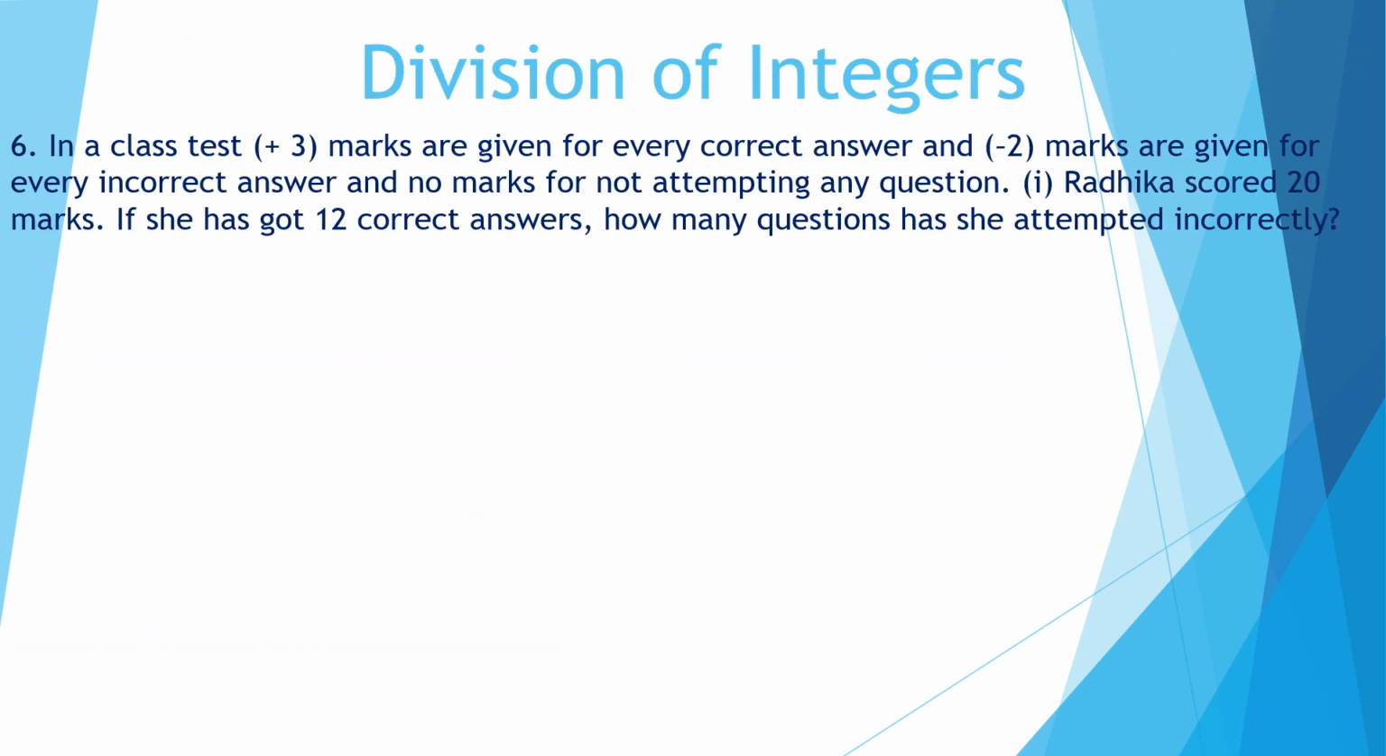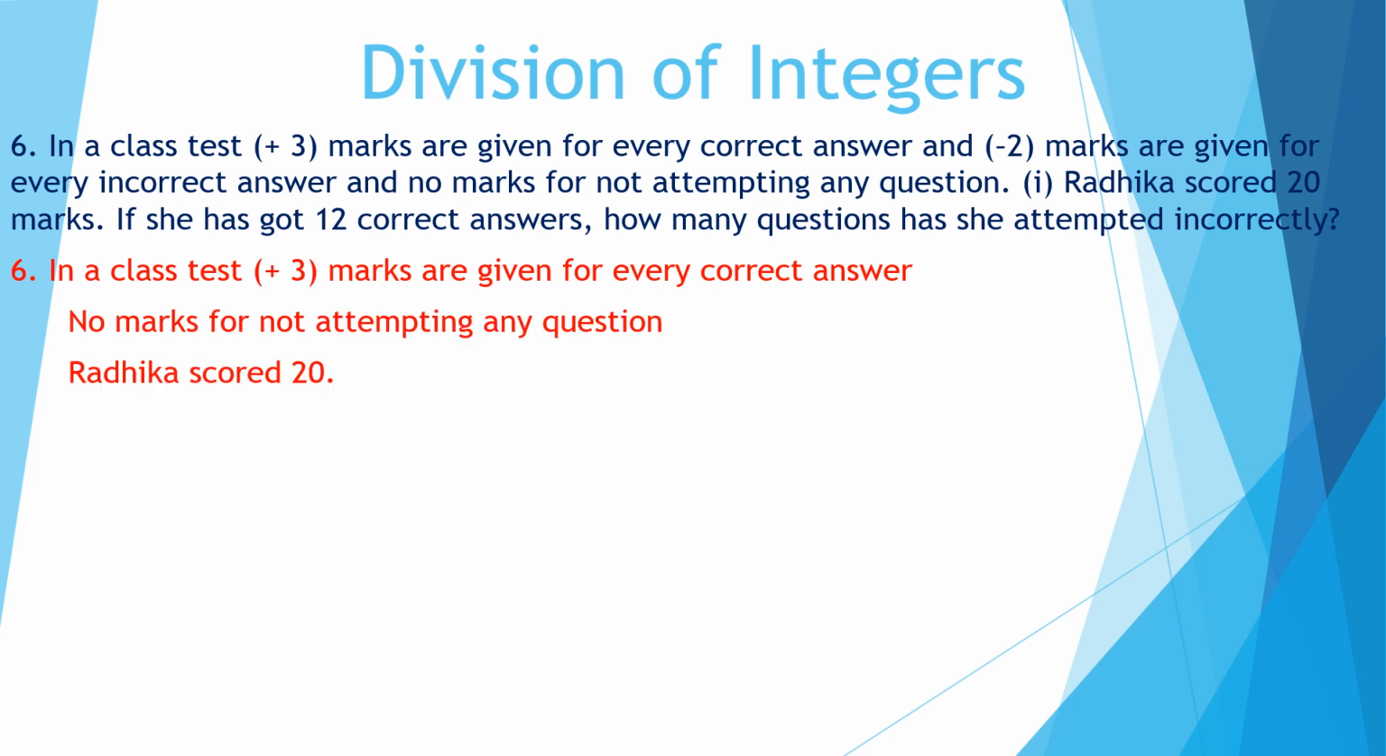Now in a class, plus 3 marks are given for every correct answer and minus 2 marks are given for every incorrect answer. No marks for not attempting any question. Radhika scores 20 marks if she has got 12 correct answers. How many questions has she attempted incorrectly?